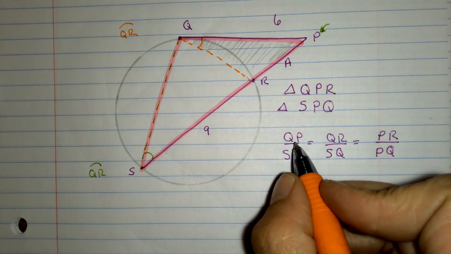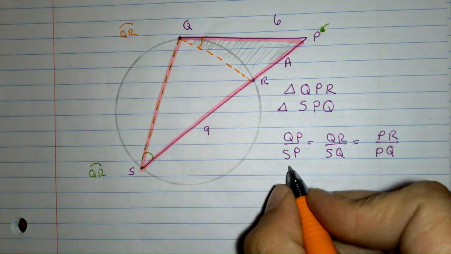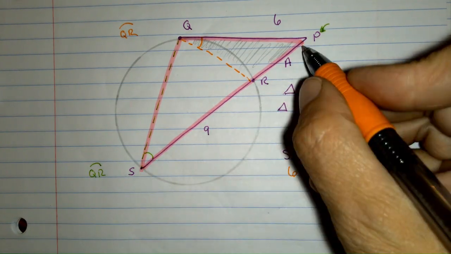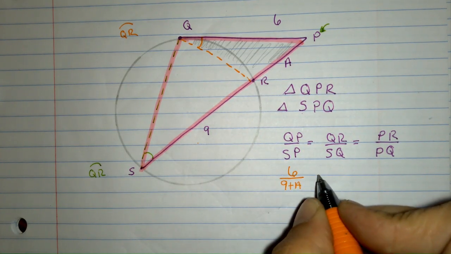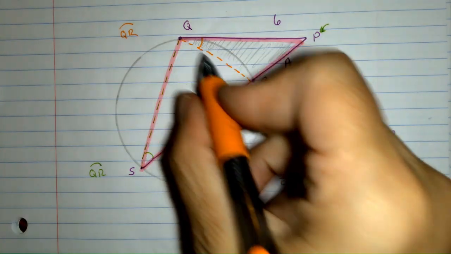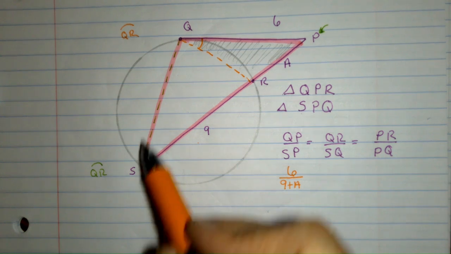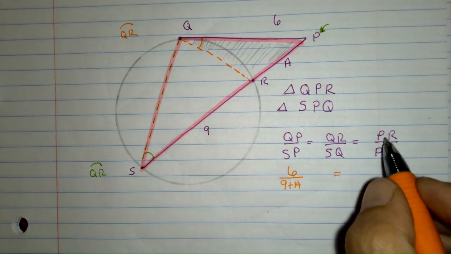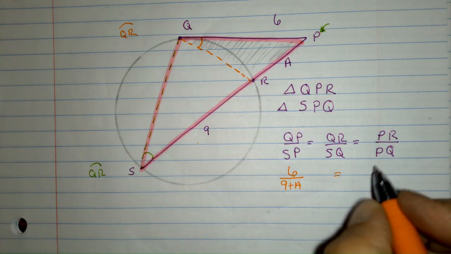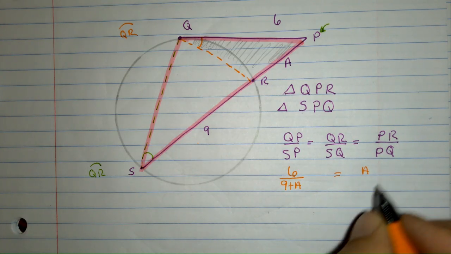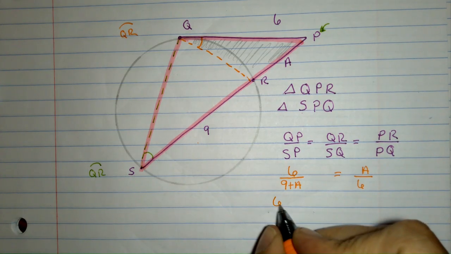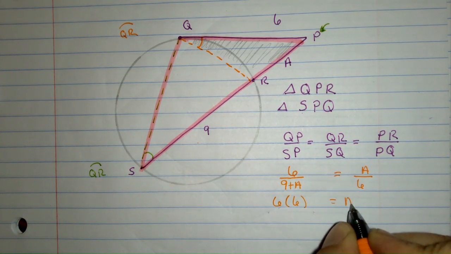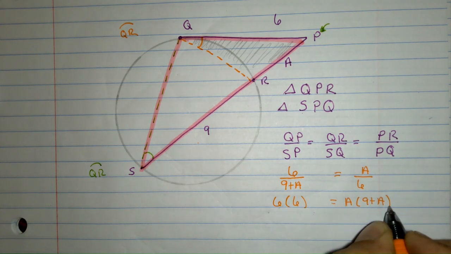Okay, so Q to P is 6. S to P is 9 plus A. Q to R, I don't know anything about, and I really don't know anything about S to Q, so I won't worry about that. And P to R is A, and P to Q is 6. Now you might go, well, this isn't like the last one, but let's go ahead and do our cross product. So we have 6 multiplied by 6, and A multiplied by 9 plus A.